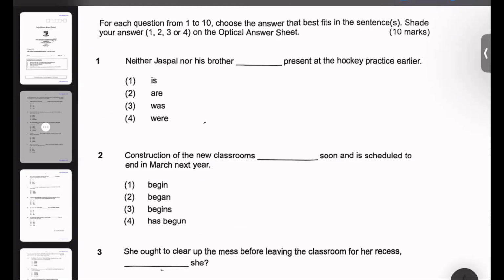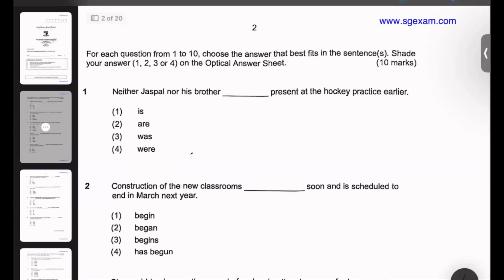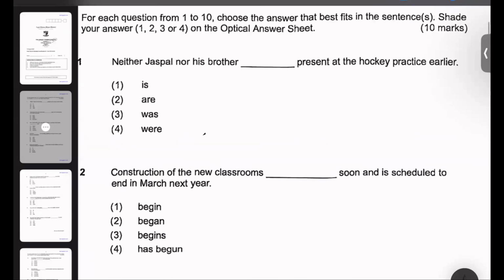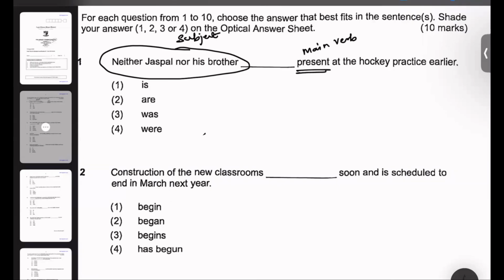The first question: neither Jasper nor his brother dash present at the hockey practice earlier. Now, if we look at this question, we need to first identify the subject. Let's take neither Jasper nor his brother as the subject. And present is the main verb. Now we need to find out the helping verb.